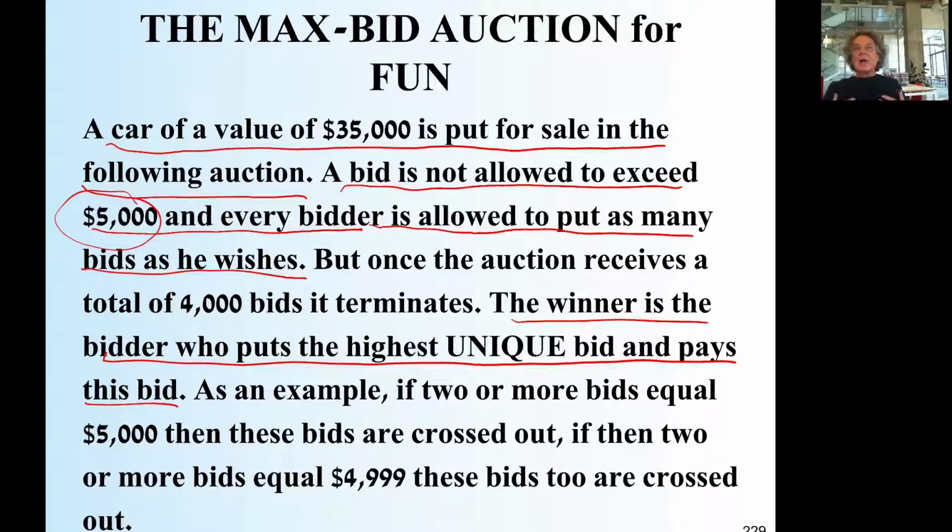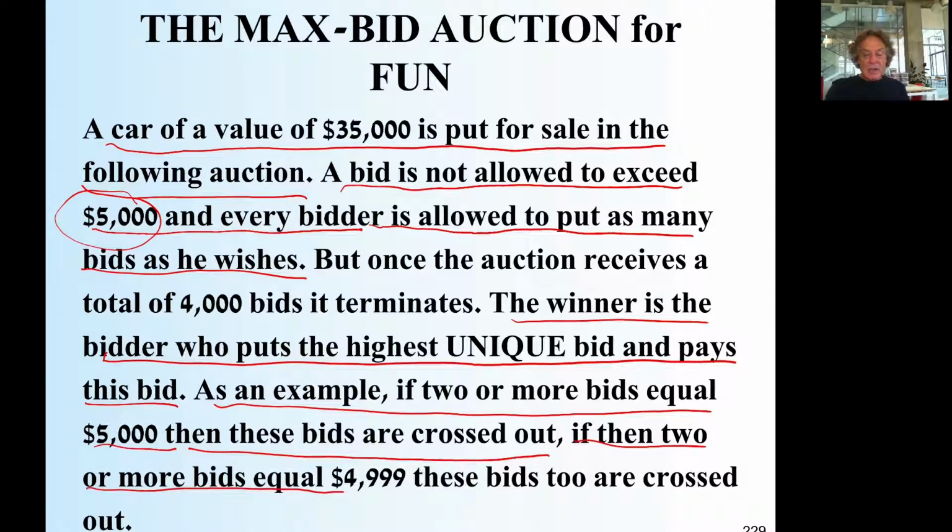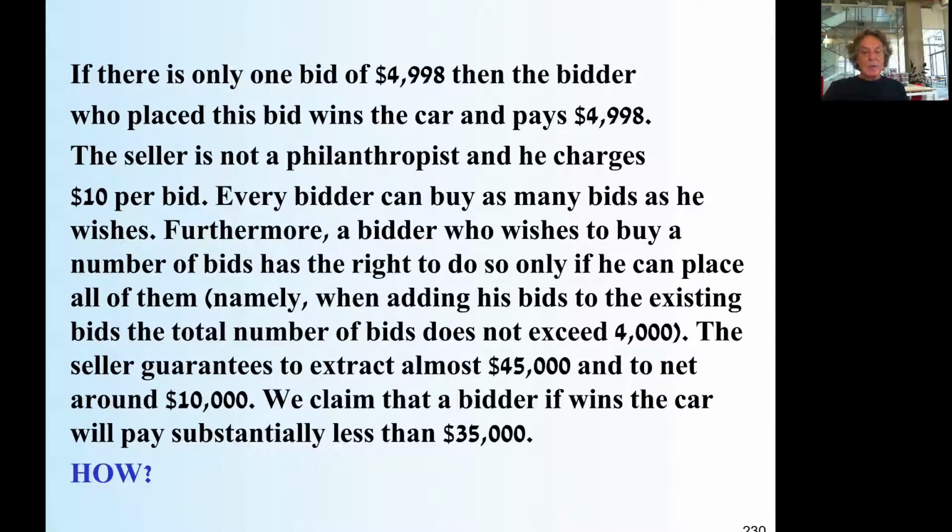They're out. Now, everyone can put as many bids as he or she wants. As an example, if two or more bids equal 5,000, then these bids are crossed out. If two or more bids are 4,999, these bids too are crossed out. If there's only one bid of 4,998, then the bidder who placed it wins the car, gets the $35,000 value, and pays 4,998. Good deal for him. The seller is not a philanthropist and he charges $10 per bid.